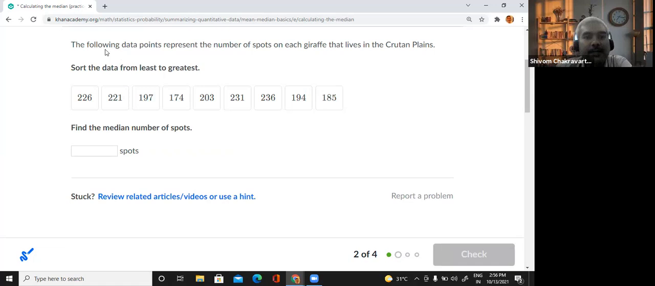Yeah. So let us take one more problem. The following data points represent the number of spots on each giraffe that lives in the Cruton Plains. Cruton Plains is a place.